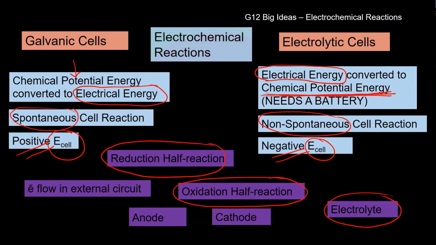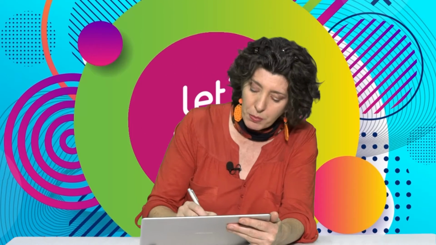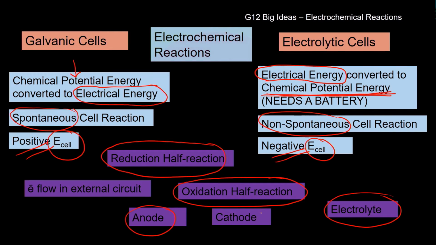There will be two electrodes, those strips of metal that are put into the solution, into the electrolyte, and one of them is going to be called an anode and the other one is going to be called a cathode. There will also be electrons that flow in the external circuit, whether those electrons are supplied by the chemical reaction in the galvanic cell or whether those electrons are drawn and supplied by the battery in the electrolytic cell.